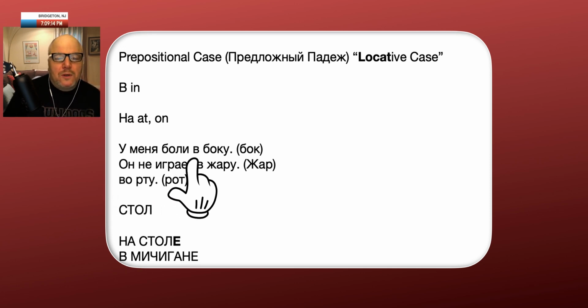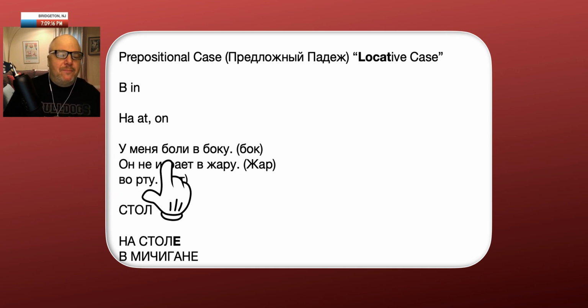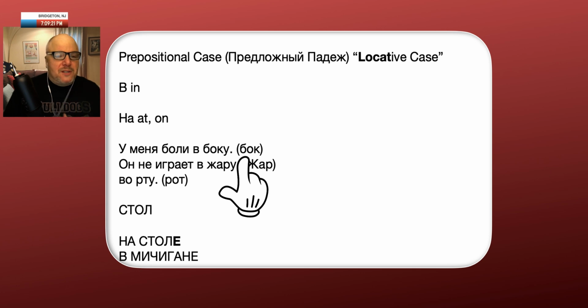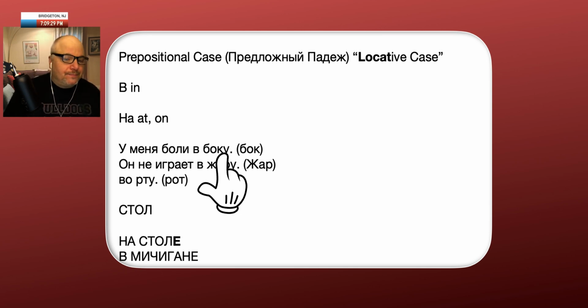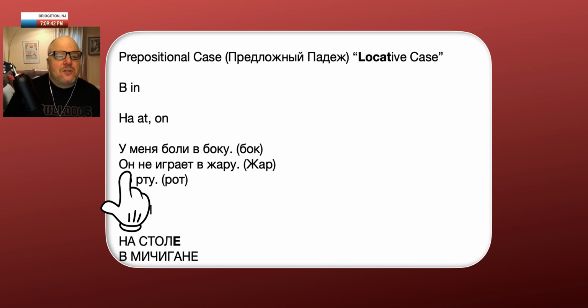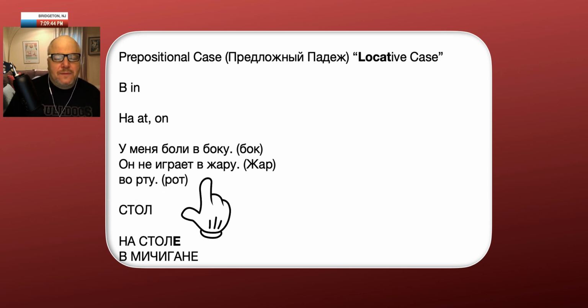У меня боли в боку. I have a pain in my side. У меня боли в боку. Bok is side. So в боку is in the side here. Okay? And you add an oo. To add a yeah, you'd probably have to get rid of that o, and it gets messy. So for whatever reason, they do it that way. And you'll do it that way. Okay? Baku.